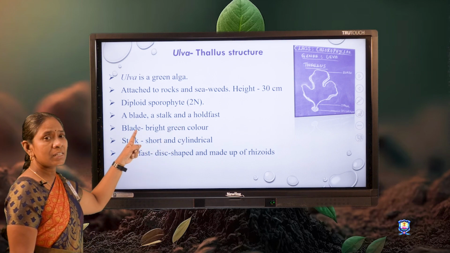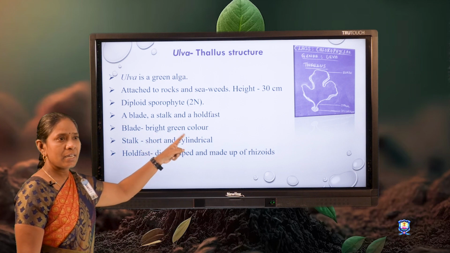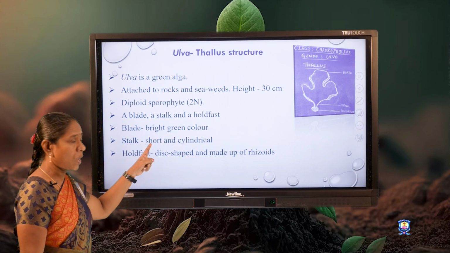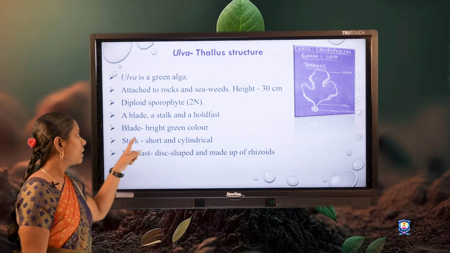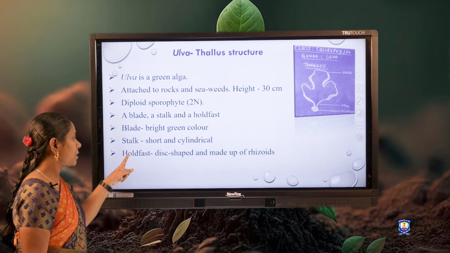The blade is a leaf-like flat expanded structure and it is green in color. The second one is the stalk. It is short and cylindrical in nature. The stalk connects the blade and the holdfast. Next part is the holdfast.